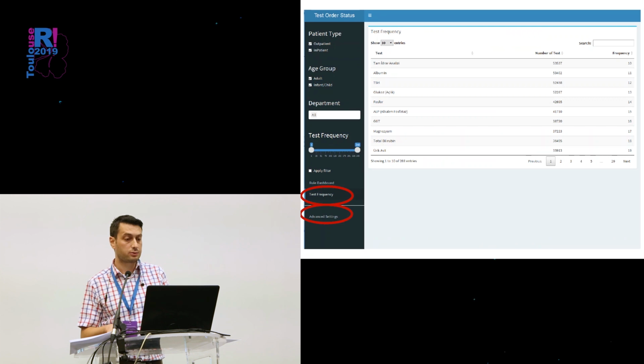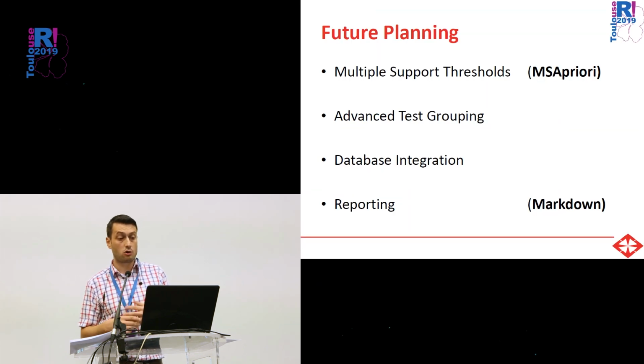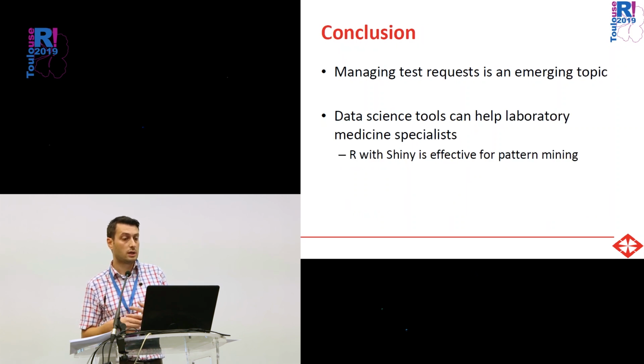Again, about the rare item problem, to overcome this problem, we also order tests by frequency, so we can limit the search parameters. It can help us to determine more patterns. We are planning to use multiple support thresholds. There's an article about that. MS Apriori is more suitable for the rare item problem. We are also planning database integration and more user-friendly reporting for this tool.